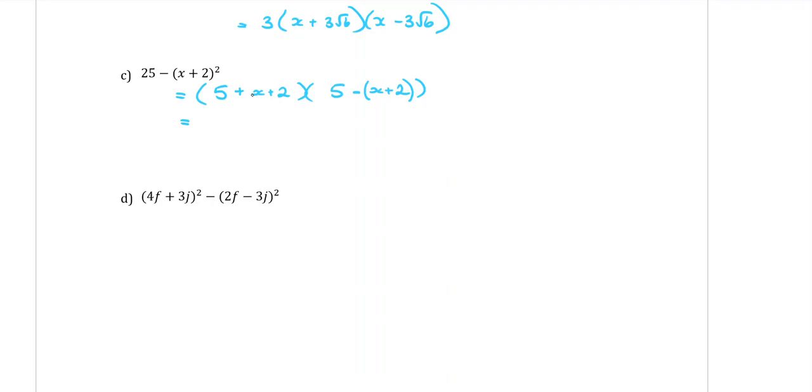So for the first bracket, the 5 and the 2 can collect up to make 7, so I'll have x plus 7. In the second bracket, I'm going to expand the minus through to be 5 minus x minus 2, and then I can collect up the like terms. So that will give x plus 7, and then 5 take away 2 is 3, and then 3 minus x will make that final bracket.